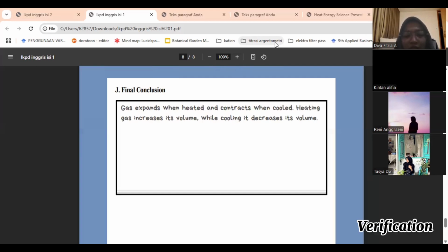So the gas expansion is the increase in the volume of gas due to a rise in temperature. When a gas is heated, its particles move faster and spread further apart, causing the gas to occupy more space. On the other hand, when the gas is cooled, the particles slow down and come close together, resulting in a decrease in volume. For example, a balloon that inflates in hot water.